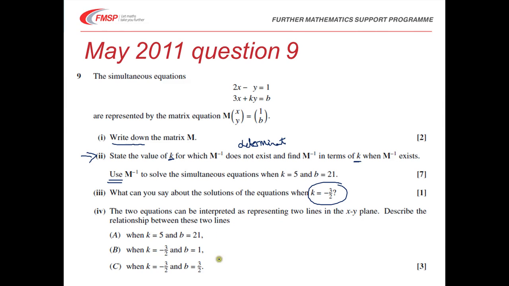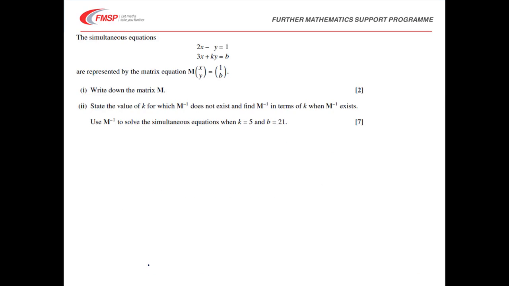So we're going to have this one, which turns out to be part B. Same values there. And here we've got this situation with k being minus 3 over 2. So probably one of them is going to turn out to be parallel, and one of them is going to turn out to be identical. Okay, let's start solving these.